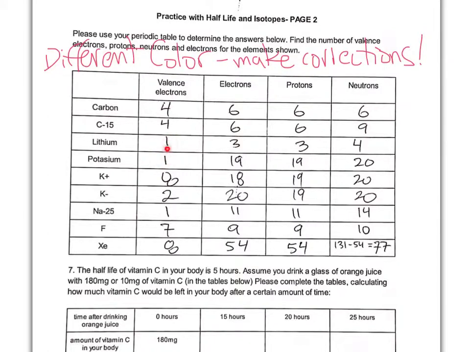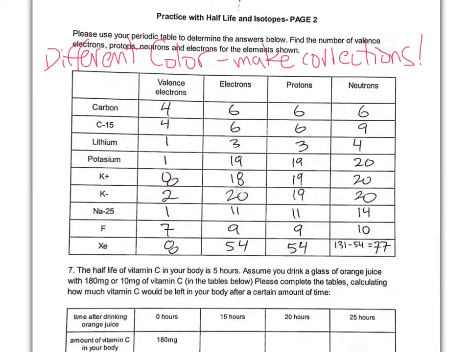Notice how lithium and potassium both have 1 valence electron. They are in the alkali metals, the farthest left column. And then for these, this is potassium, and then K plus and K minus. These would be ions of potassium. The positive charge means it has lost an electron. Notice how the total number of electrons decreased by 1. And K minus means it has gained an electron. Notice how the number of electrons went from 19 to 20.